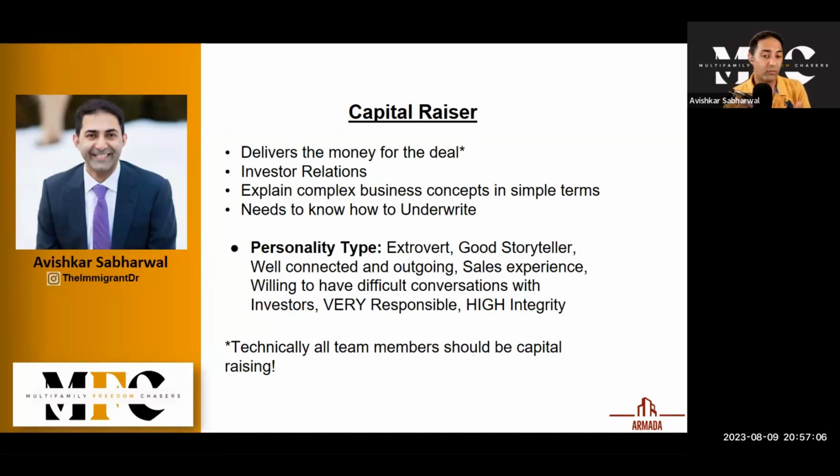Or they invest in your deals. So the role of a capital raiser is to talk to these people, constantly network. And so let's just dive into what is the personality type that you require for this. It has to be somebody who's very outgoing. You cannot be sitting behind a computer and hoping that people will just land into your email list or land into your network and you'll get money.